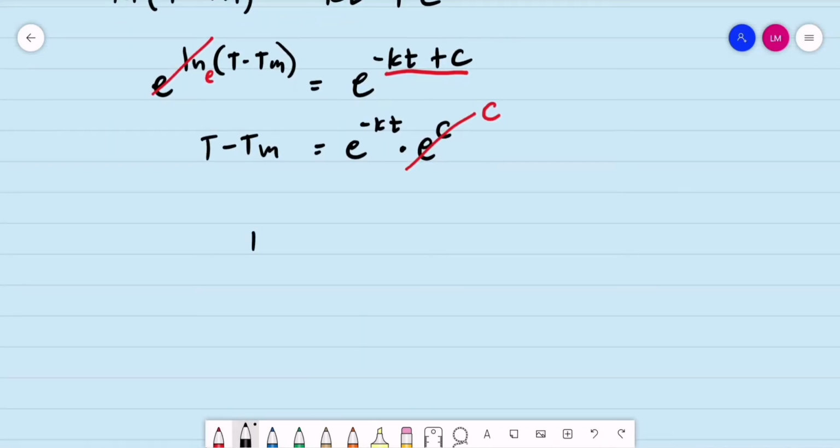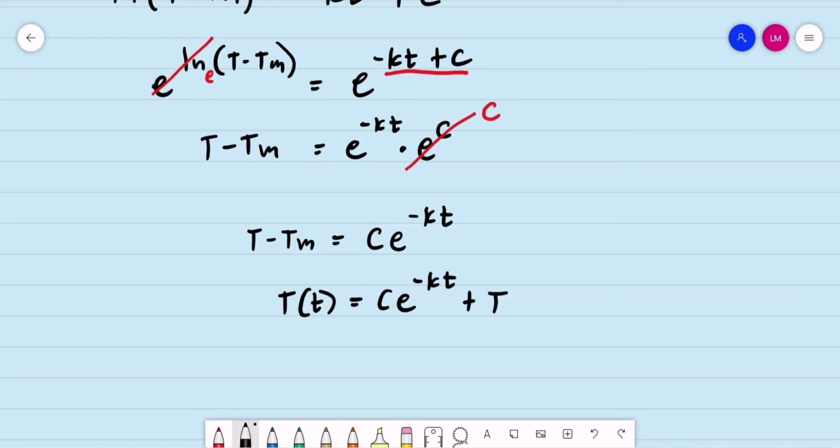This is now T minus T sub m is equal to, this is the same as constant c, the constant c times e raised to negative kt. So we have the temperature as a function of time is now equal to c e raised to negative kt plus the temperature of the surrounding medium. So let this be our working equation.